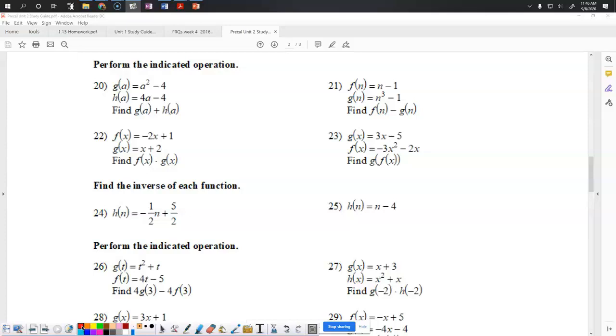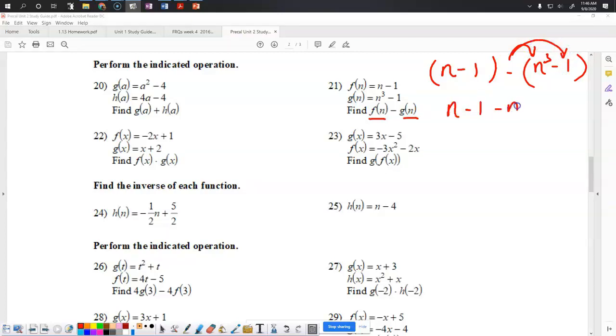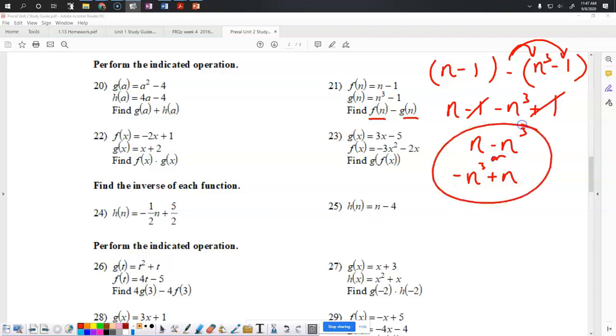So let's do another one. F of n minus g of n. F of n is n minus 1, and g of n is n cubed minus 1. Now when you're subtracting, you need to distribute the negative. And if we combine our like terms, those cancel. So here's my answer. It's possible to write your answer with the cube in the front instead. So either one of those are good answers. But there you have it. Let's go ahead and take a look at the next one.